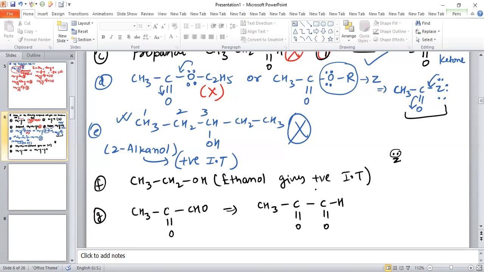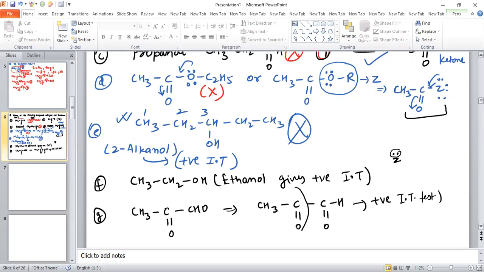But here, there is no lone pair of electrons in conjugation, and also there is a methyl ketone. Due to this methyl ketone, it will give a positive iodoform test. So due to the presence of methyl ketone and due to the unavailability of a lone pair on Z, this will give a positive iodoform test. If there is a lone pair, then it will not give a positive iodoform test, but a negative iodoform test. So these are basically the compounds.